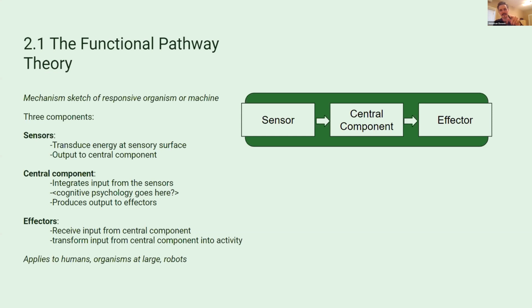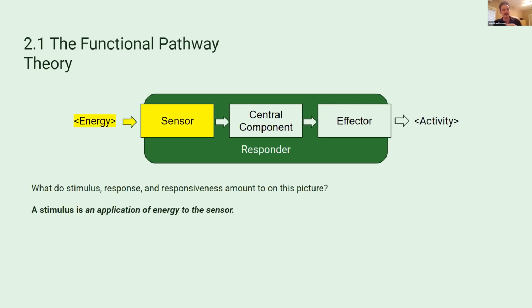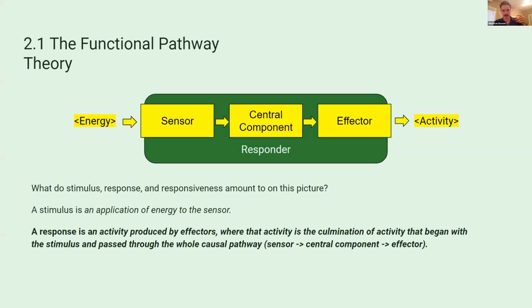And so people apply this scheme to humans, organisms at large, and of course, it's used in the design of robots. So what do stimulus, response, and responsiveness amount to on this picture? Well, a stimulus is just an application of energy to the sensor.